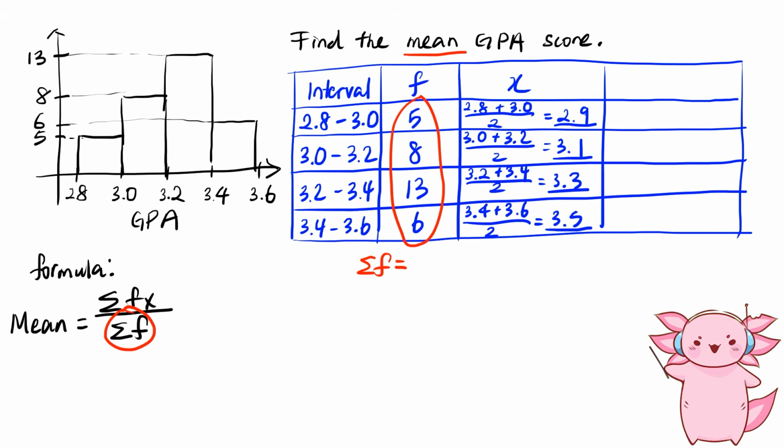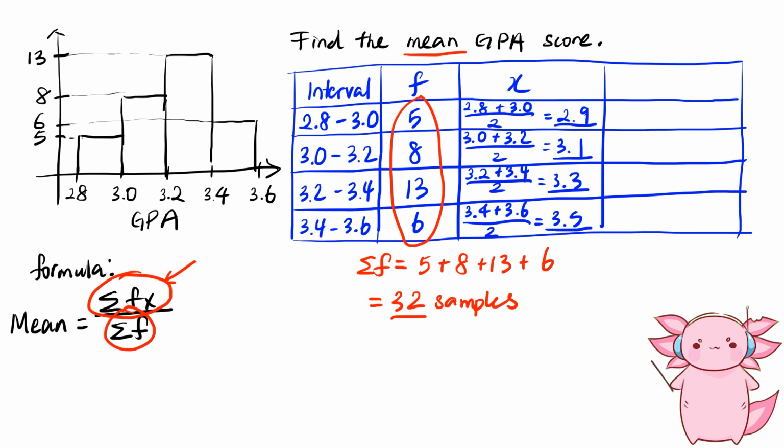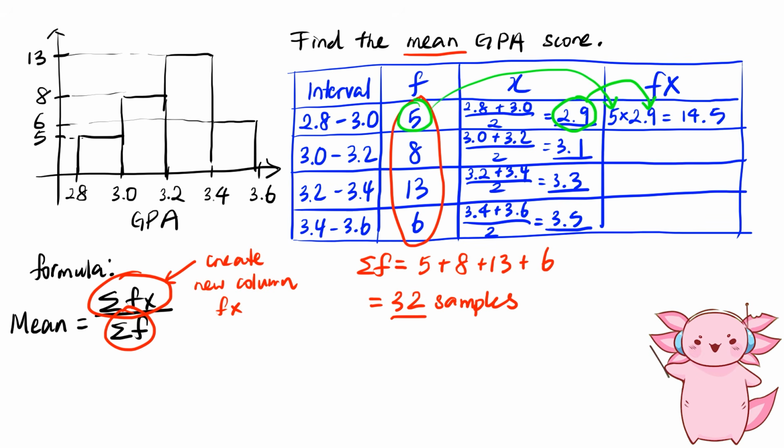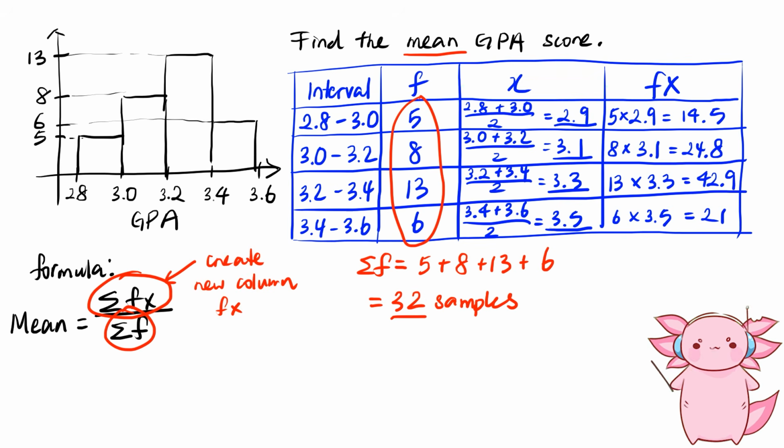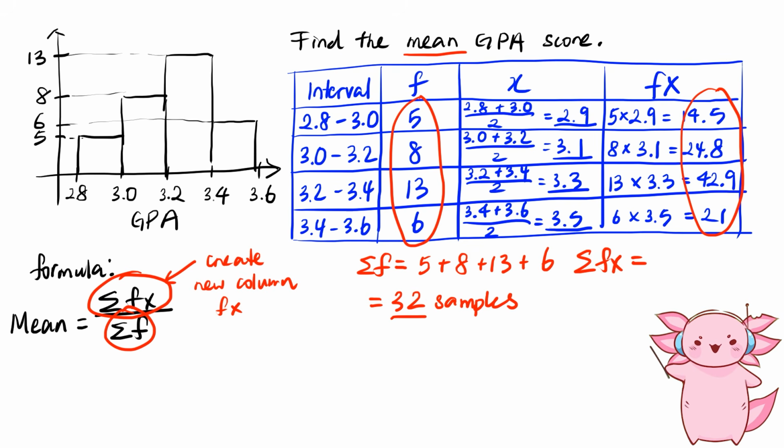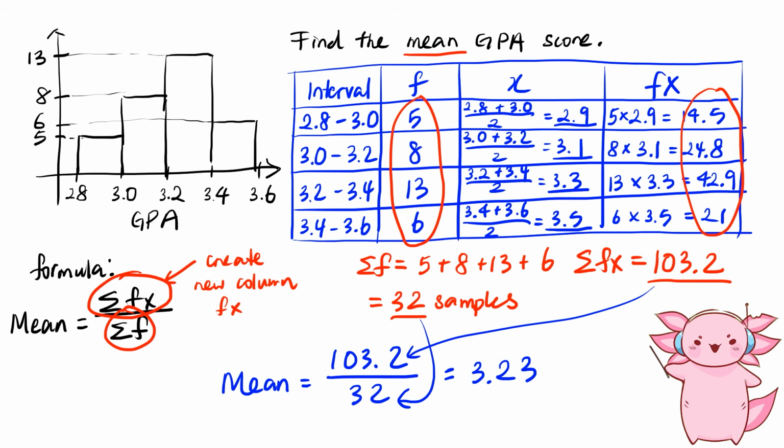So we can just add up these values here to get 32 samples. For the sum of fx, we need to create another column and multiply f and x together. And let's add up all of these values to get the sum of fx is equals to 103.2. Finally, we can put these two inside our formula to get the mean GPA of 3.23.